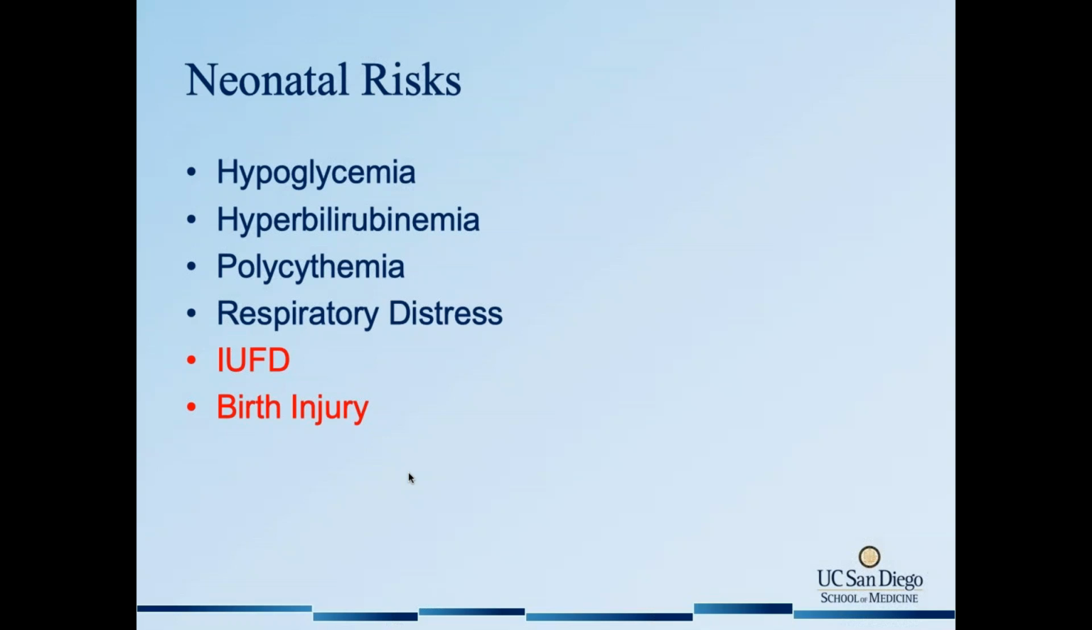There can also be hyperbilirubinemia and polycythemia. Again, because of the fetal overgrowth, this can lead to oxidative stress in the developing fetus, and therefore can lead to a compensatory polycythemia, which then develops into jaundice once that neonate is born. There's also respiratory distress due to delayed prostaglandin release. And of course, the more concerning ones that we are always concerned about is the risk of stillbirth, as well as birth injury or trauma at the time of delivery.